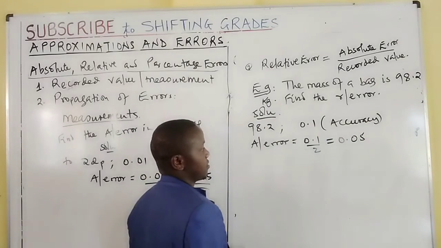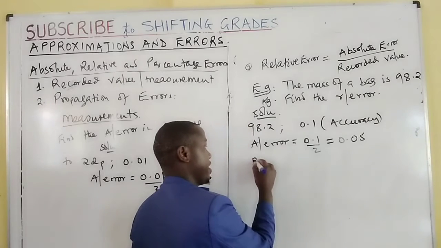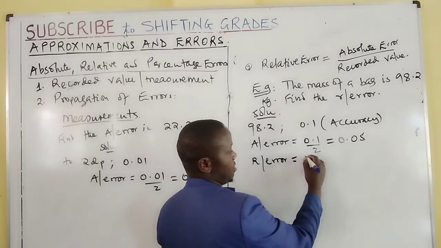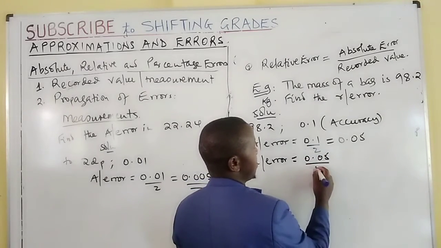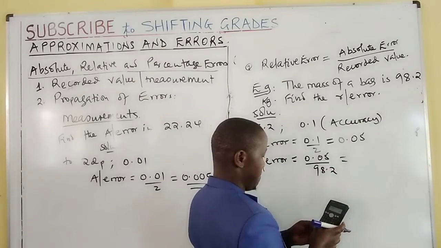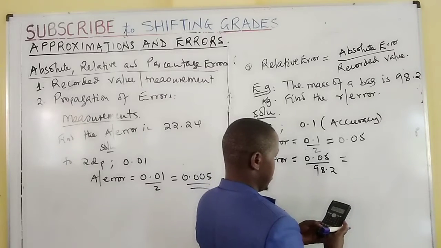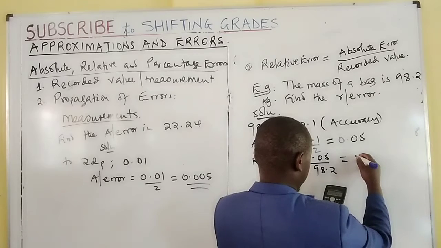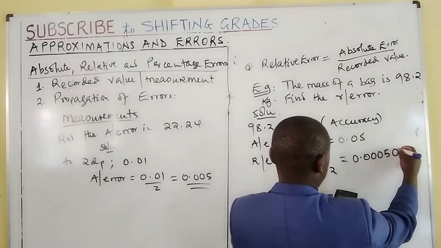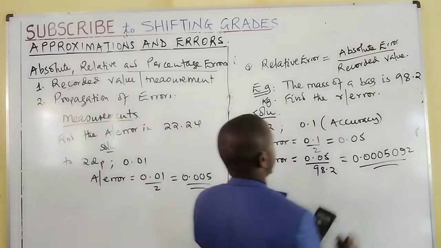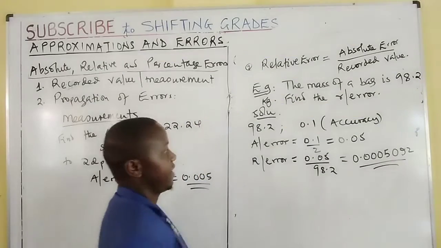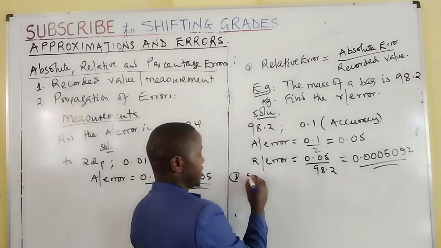Therefore, if absolute error is 0.05, then the relative error of that mass will be absolute error divided by the recorded value, which will be 0.05 divided by 98.2. This is giving me 0.0005092. So this is what we call the relative error.